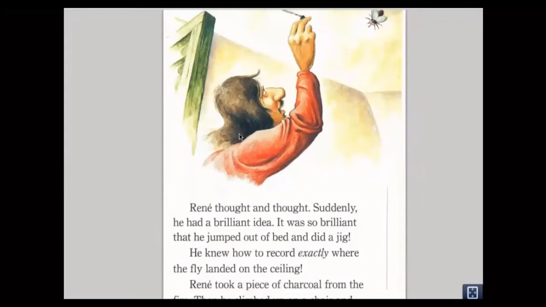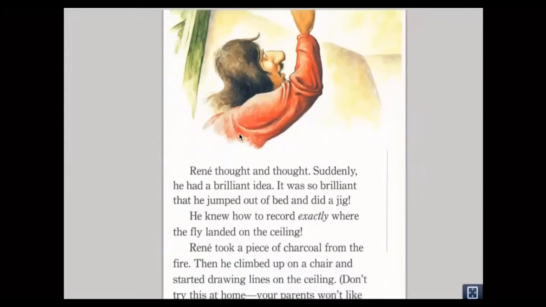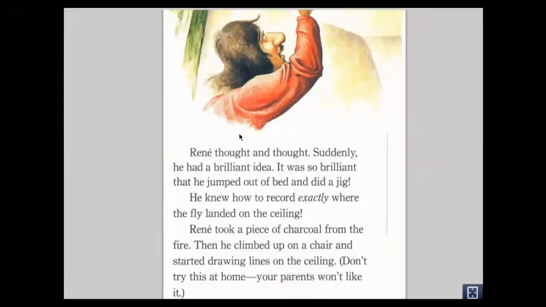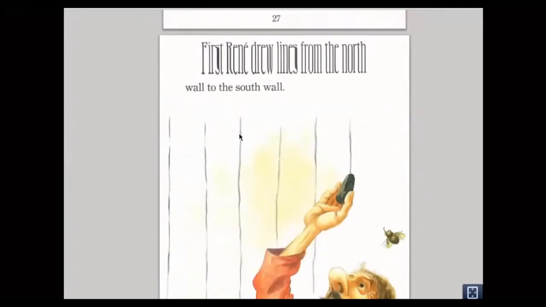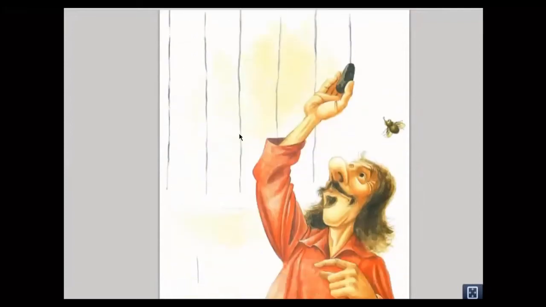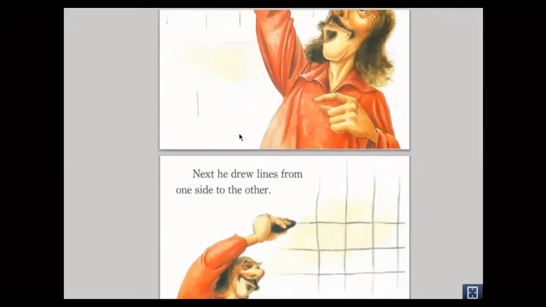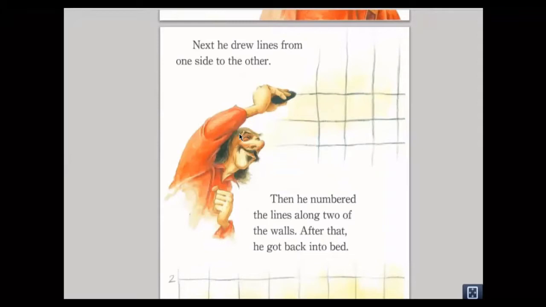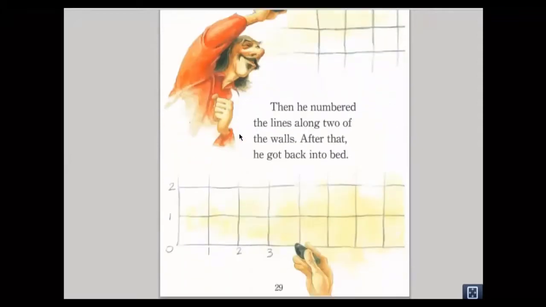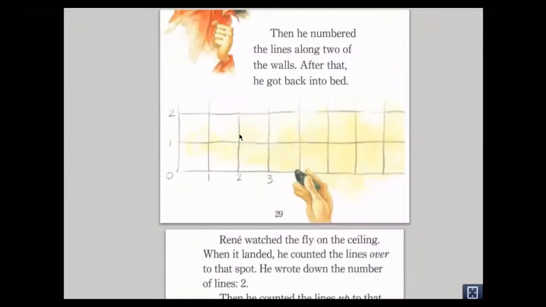René took a piece of charcoal from the fire. Then he climbed up on a chair and started drawing lines on the ceiling. Don't try this at home. Your parents wouldn't like that. First, René drew lines from the north wall to the south wall, so up and down. Then he drew lines from one side to the other. Then he numbered the lines along two of the walls. After that, he got back into bed. So you can see he's creating a coordinate grid.